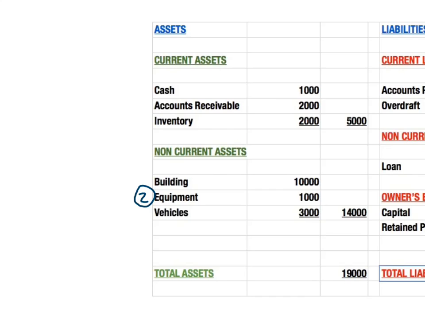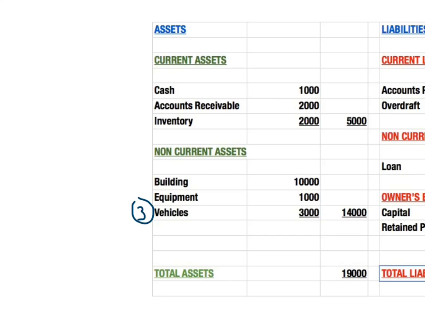Equipment that is used by the business, for example, office equipment, computers, desks and chairs, things like that, would be expected to be used in the business for an indefinite period of time. The business isn't going to be selling those things off in the short term, so therefore they are also non-current assets.